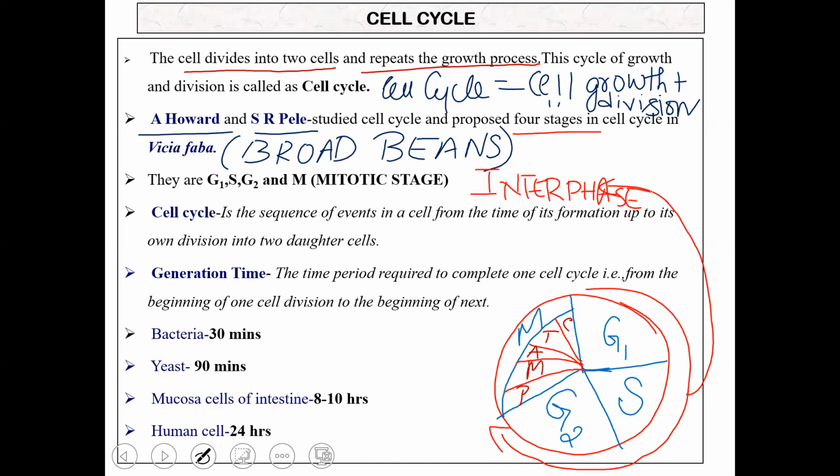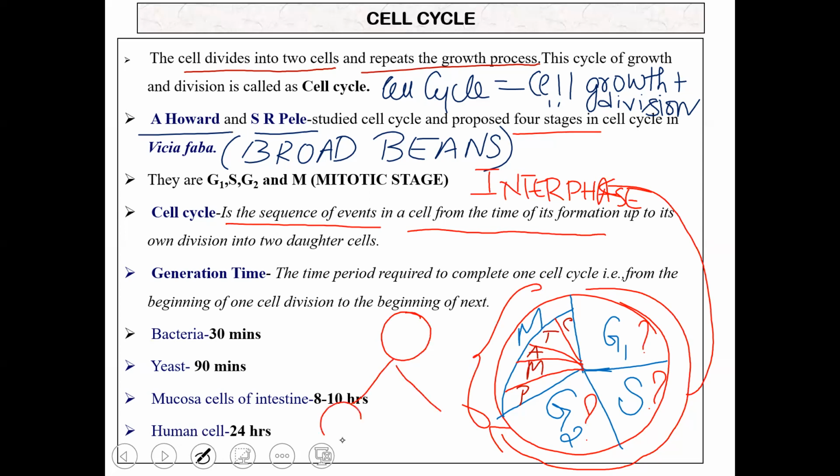So cell cycle is nothing but the sequence of events. What are the events which take place in G1 phase? What are the events which take place in S phase? What are the events which take place in G2 phase? And what are the events which take place in M phase? All together in a sequential manner in a cell from the time of its formation up to its division into the daughter cells. So this whole process is called cell cycle, right?